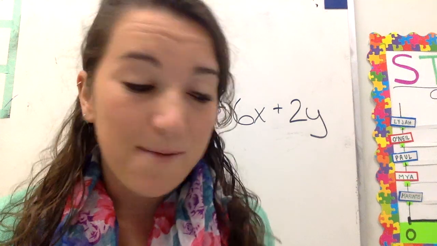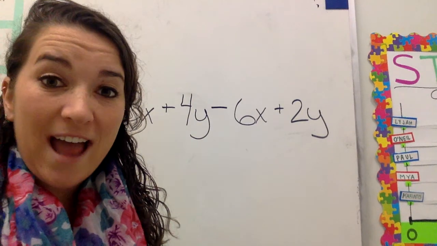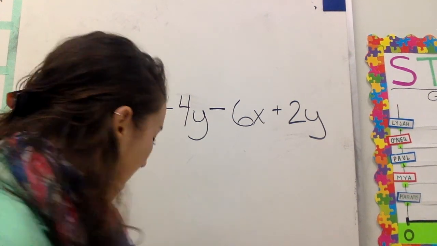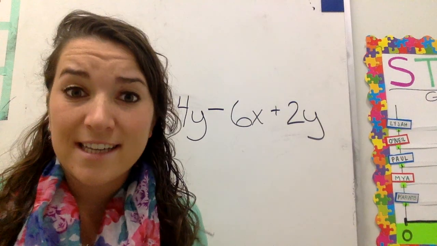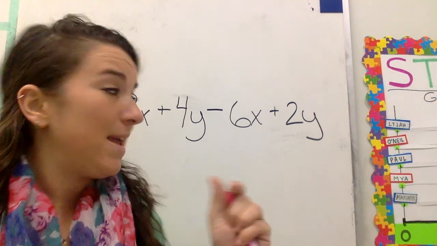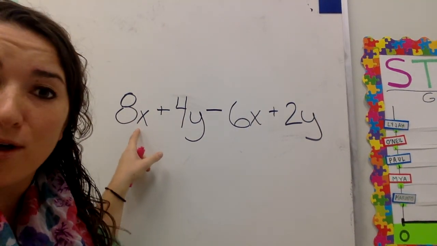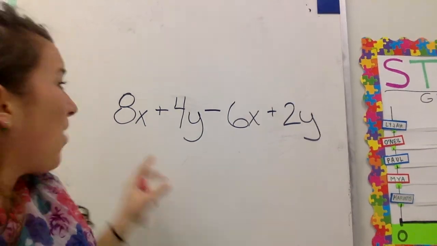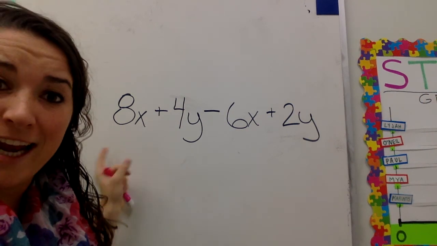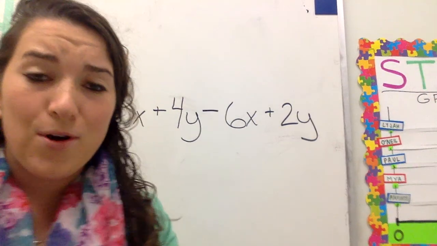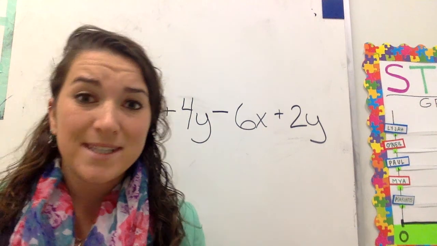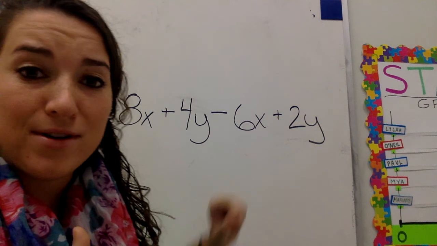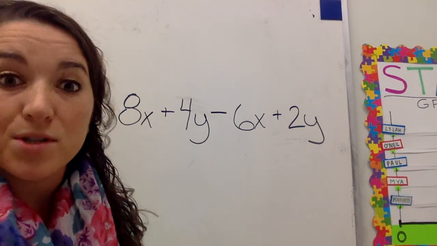All right, so problem number 1 is on the board right here: 8x plus 4y minus 6x plus 2y. Now, as Ms. Perez told you in class the other day, when you're combining terms, you need to make sure that they have the exact same variable or both of them are constants. Remember, a constant is just a number without a variable. So I can't combine 8x and 4y. I'm going to put a box around the terms that have an x and a circle around the terms that have a y, because those are the only two variables I see in this problem. And I don't see any numbers without variables.